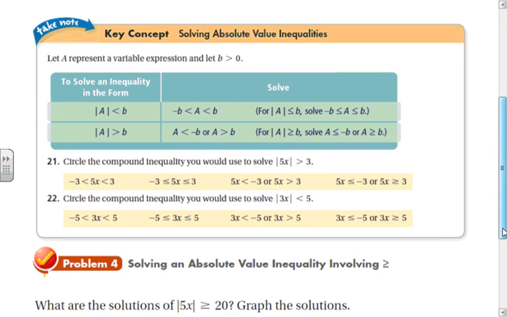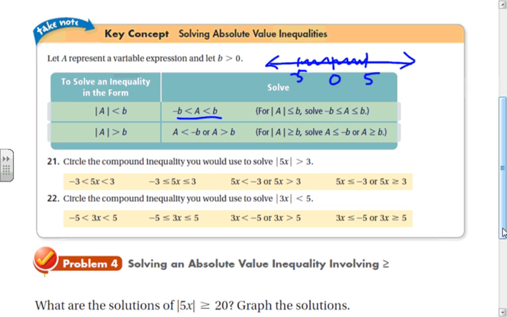Okay, here's a concept. When solving absolute value inequalities of the form absolute value less than b, just think about this for a second. Let's say we're on a number line and the absolute value is the distance from 0. Let's say we want the absolute value to be less than 5. That means we need to be less than 5 units from 0. That's going to give us anything in this range, and that's what this part is telling us here.